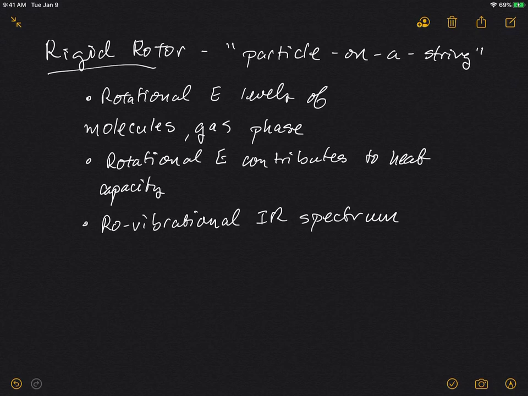And the rotational part is modeled using a rigid rotor. Similarly, in addition to the infrared spectrum, it shows up in the microwave rotational spectrum.